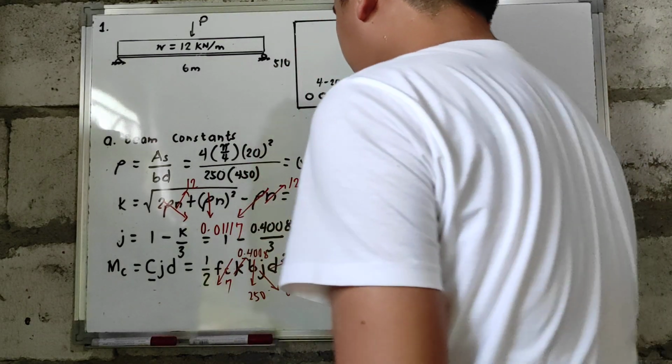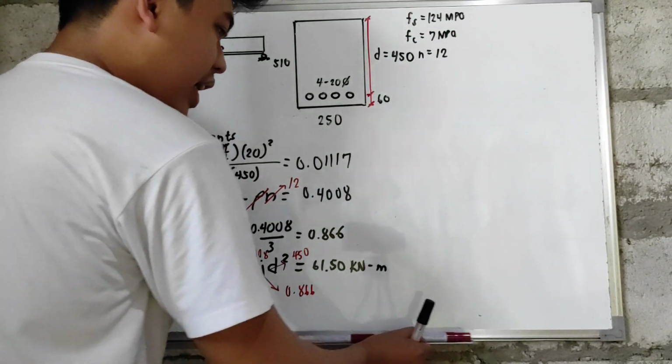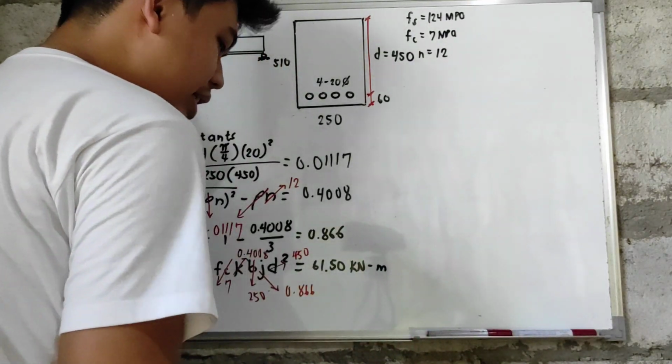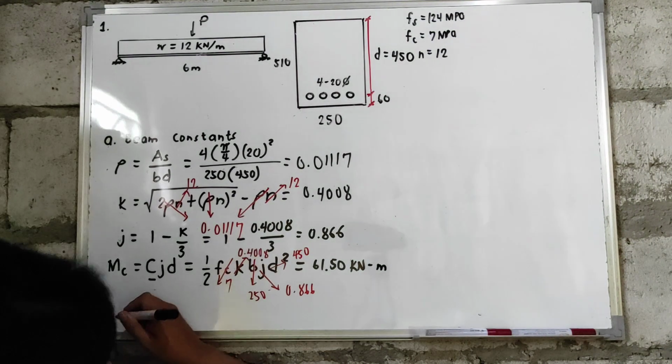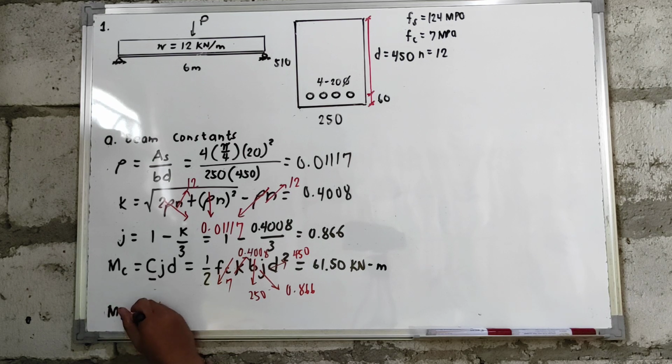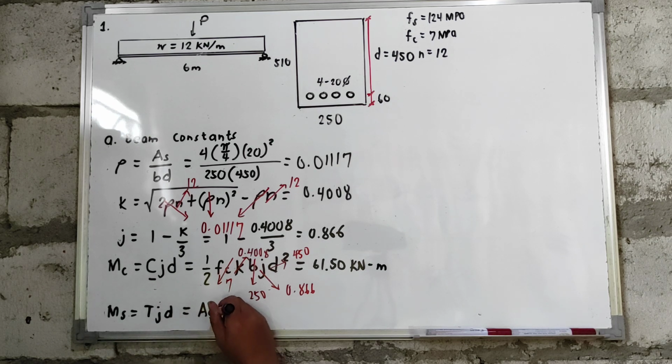Next, kunin naman natin yung value ng resisting moment natin sa steel. So sir, paano po natin kukunin yon? So that is TJD. So yung formula natin for that is TJD. So resisting moment in steel. So yung formula natin sa T, that is AS FS JD. So, compute lang natin ulit.